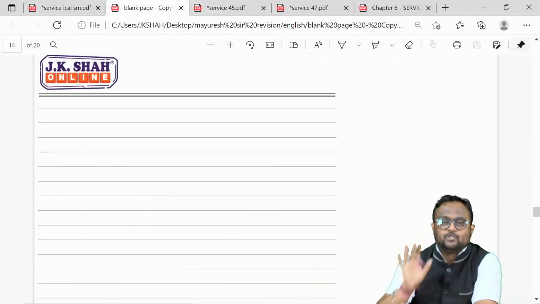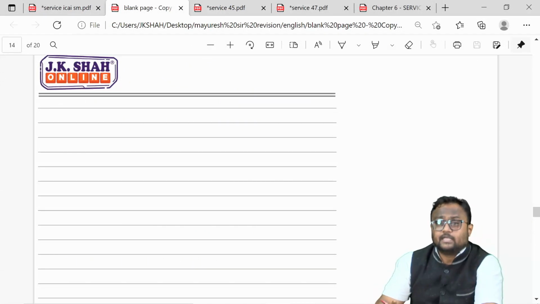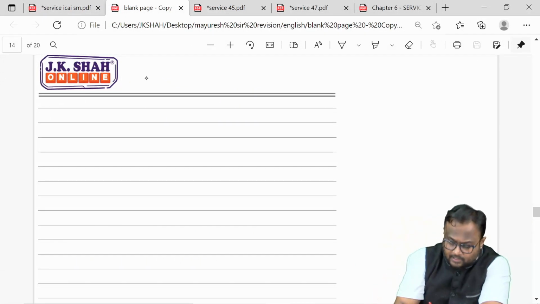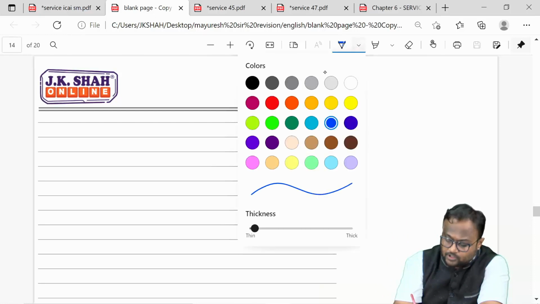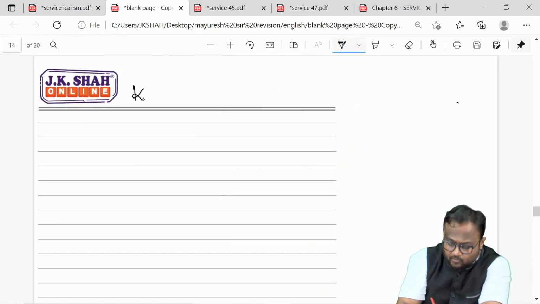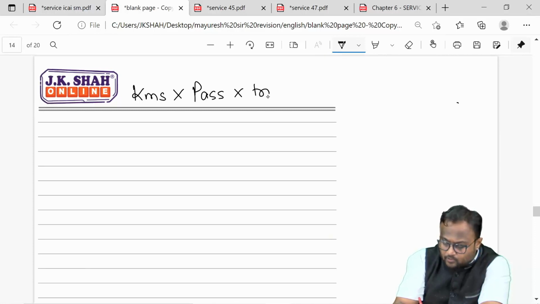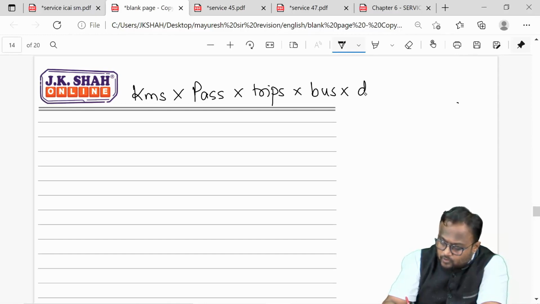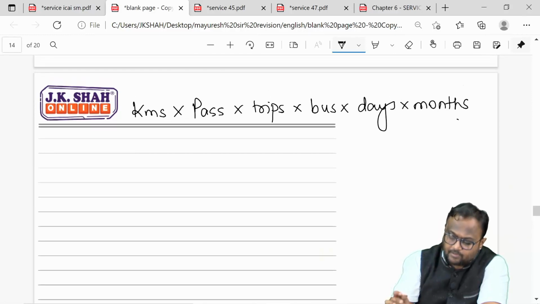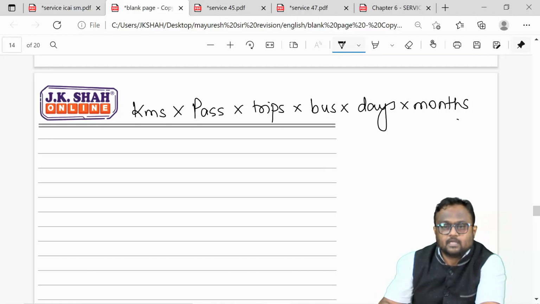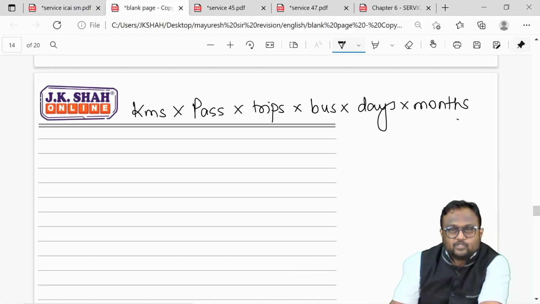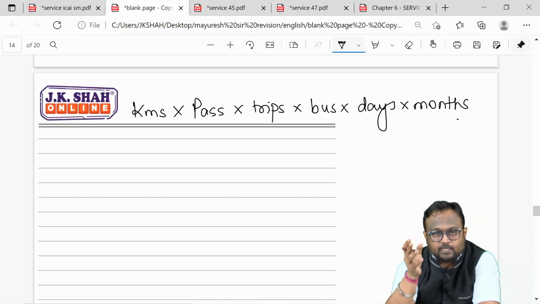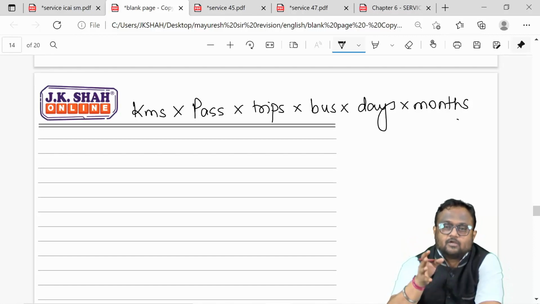So I'm giving you a simple shortcut, a simple skeleton. Skeleton, when I say, it means a simple structure. Take this and apply this to any question. You will be getting passenger kilometer calculation done. Kilometers into passengers, into trips, into bus, into days, into months. Just simply remember this and keep on going for fill in the blanks application. Instead of kilometers, you may get miles. Instead of passengers, you may get tons. Instead of bus, you may get truck or vehicle.